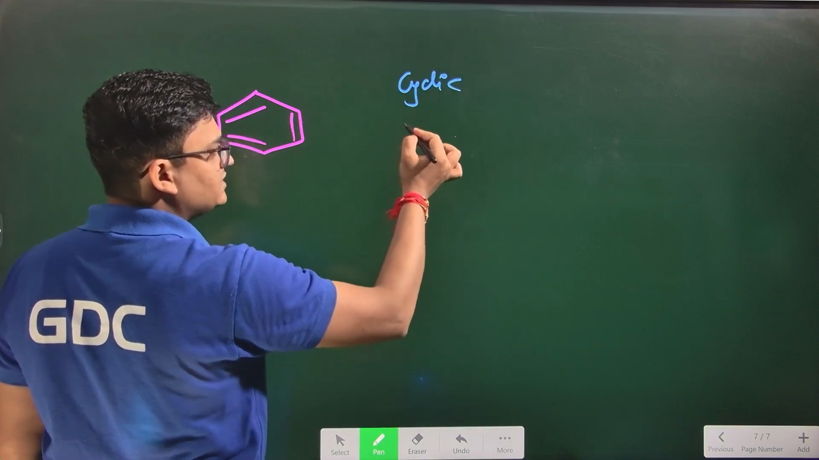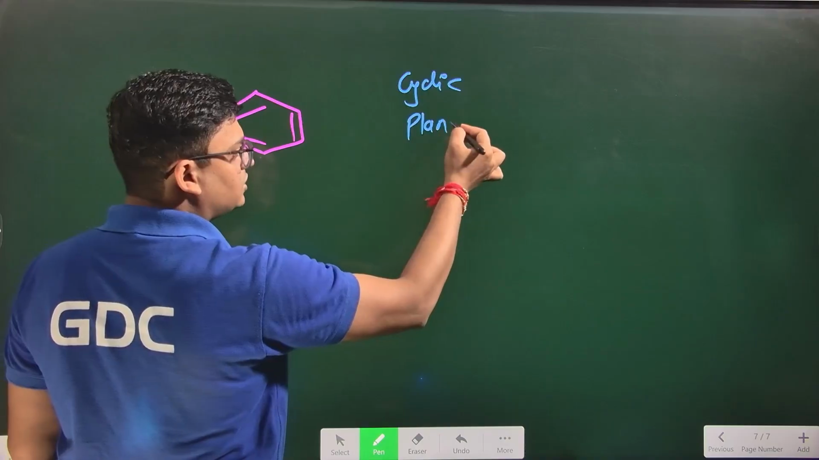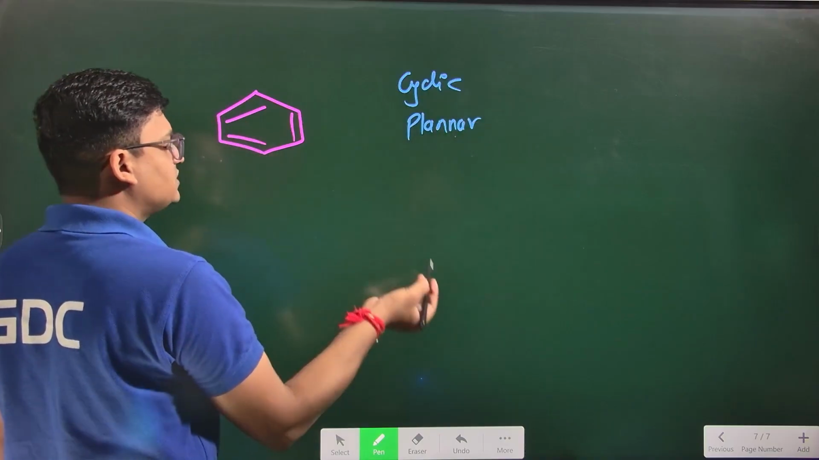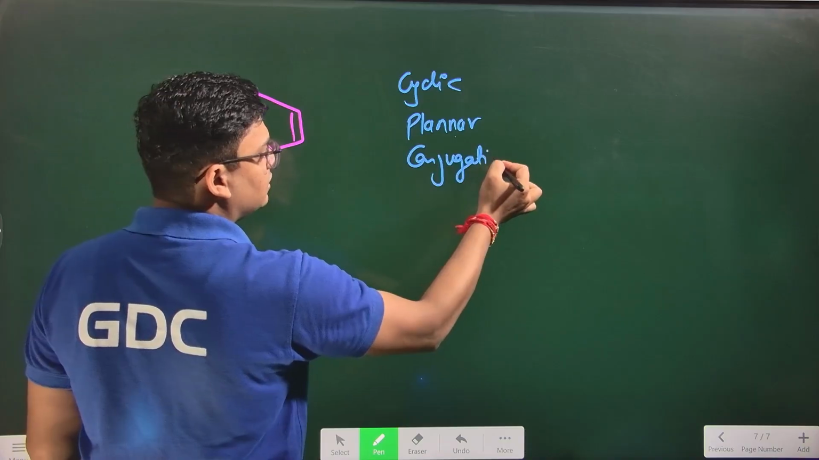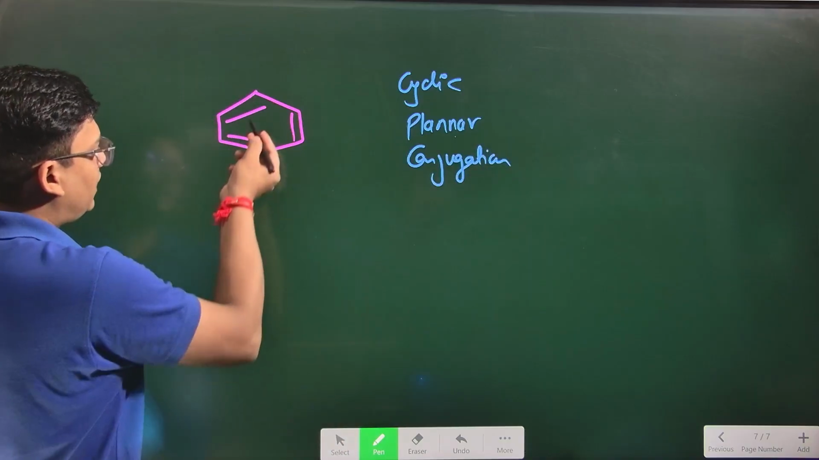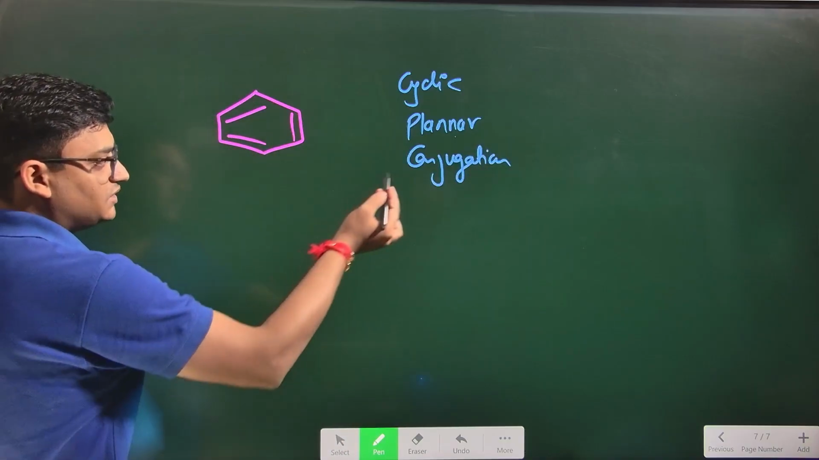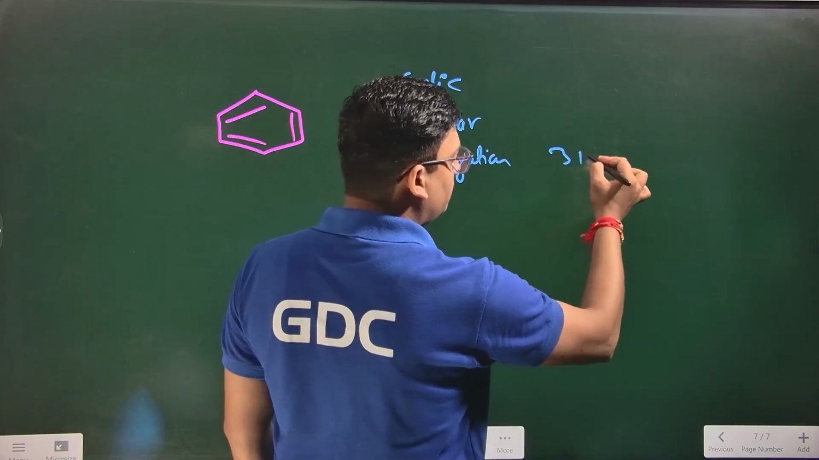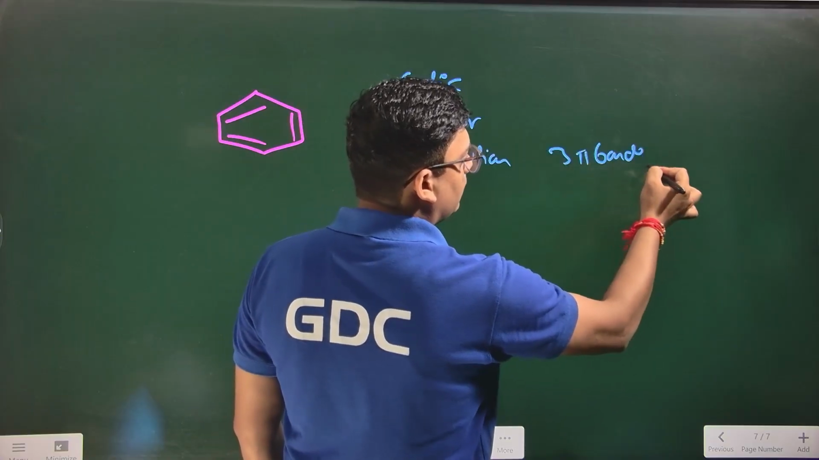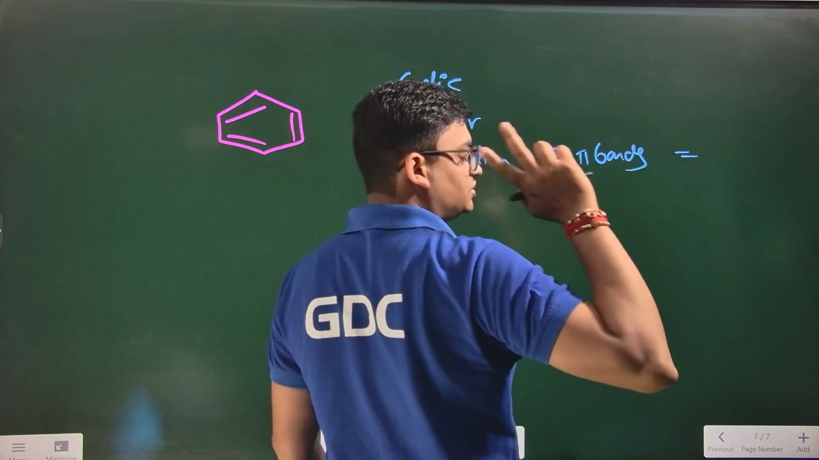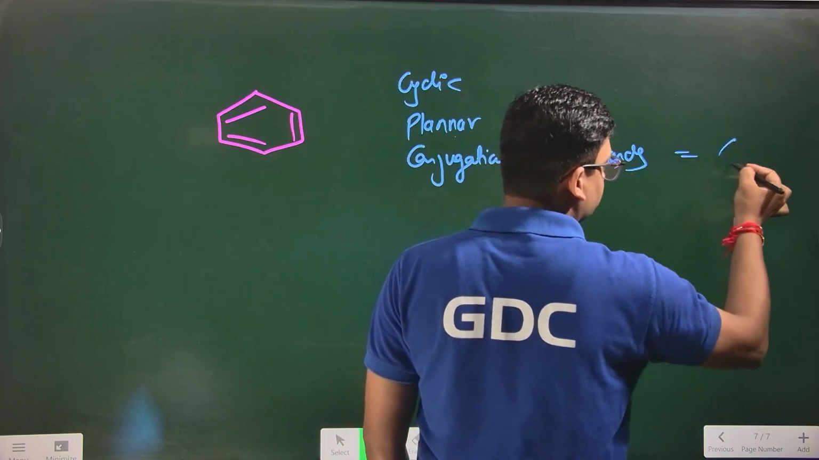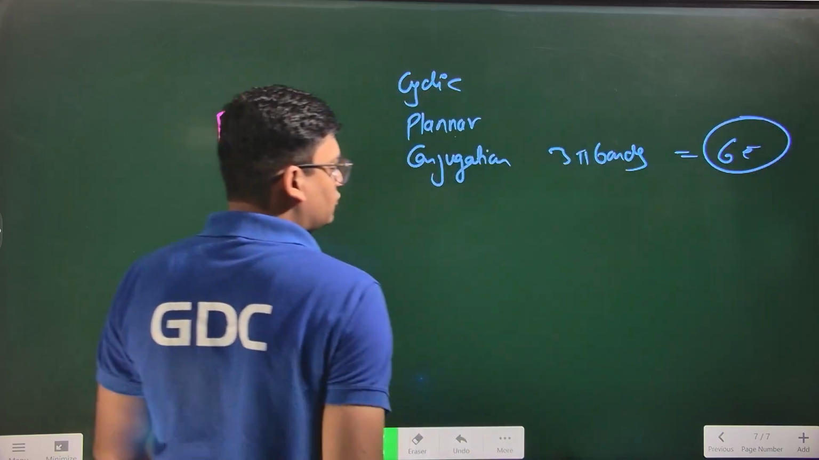Cyclic structure. It has a flat, planar structure, and all the carbons have sp2 hybridization. It has conjugation. Complete conjugation of electrons is present in this ring. There are 3 pi bonds in conjugation. One pi bond constitutes 2 electrons, so 3 will constitute 6 electrons.